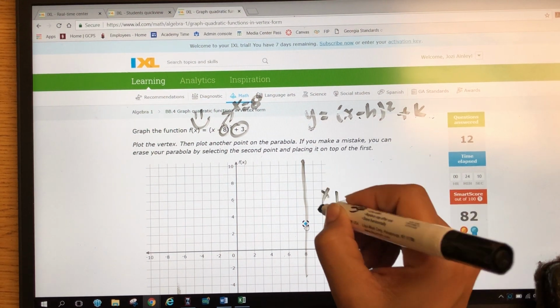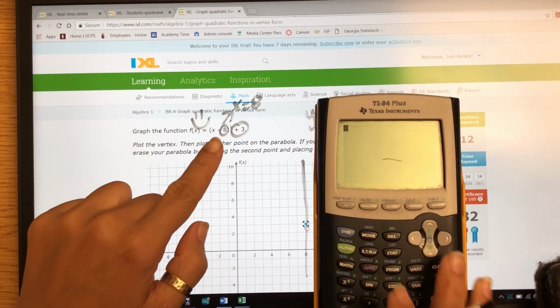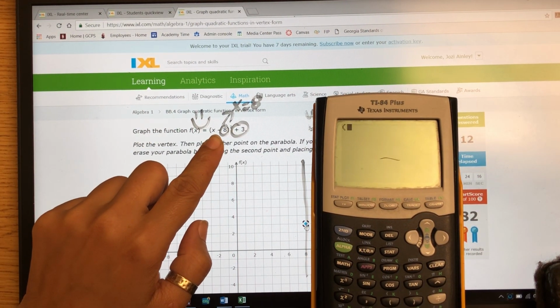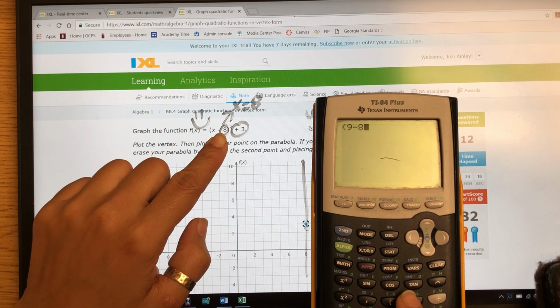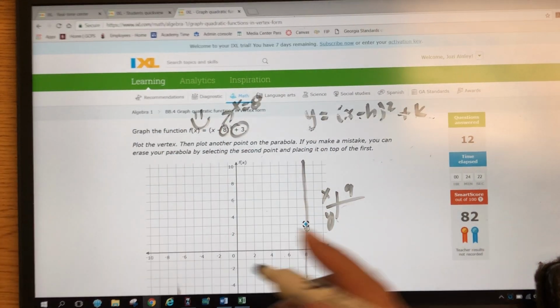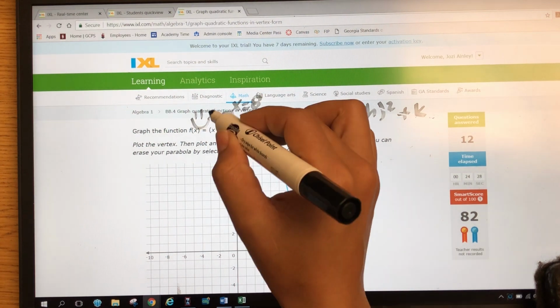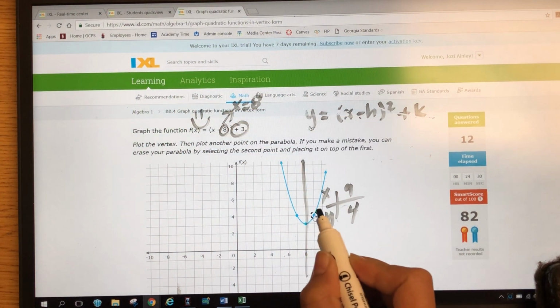So I'm going to pick 9. Punch that in the calculator. So I'll go open parentheses, 9, because that's the number I picked, minus 8, close parentheses, squared, plus 3, enter, 4. So when x is 9, y is 4. And does that make sense? It's going up? Yes. Does it mirror it? Yes, it does.